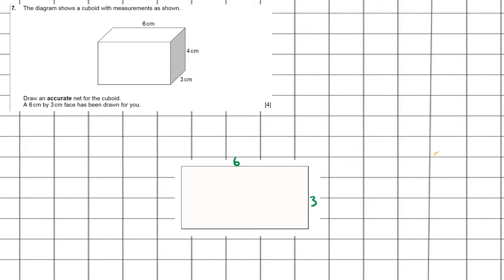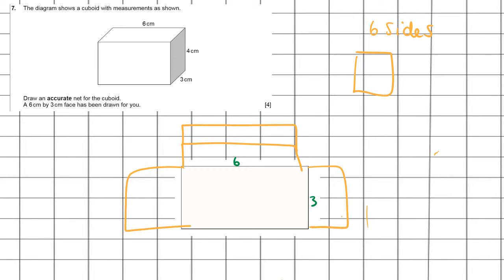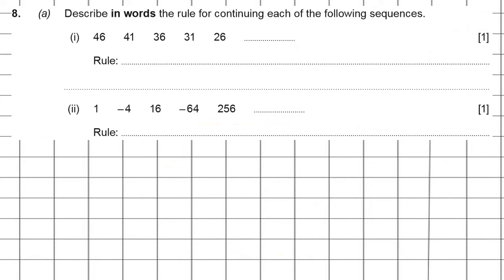So a cuboid, so that's like a cube. So you'll have 1, 2, 3, 4, 5, 6 sides. So at the moment we've got 1. So we need 1, 2, 3, 4. So we need 1, 2, 3, 4, 5, 6. Okay, that's what we need. But obviously the measurements will be more accurate.